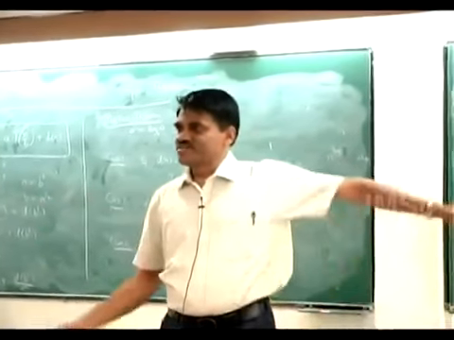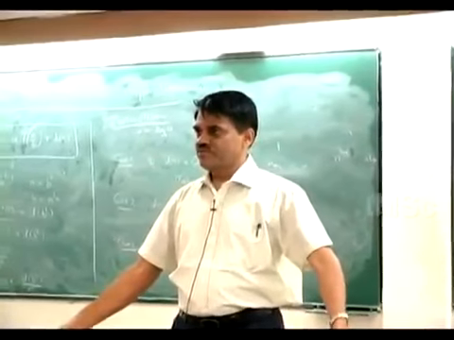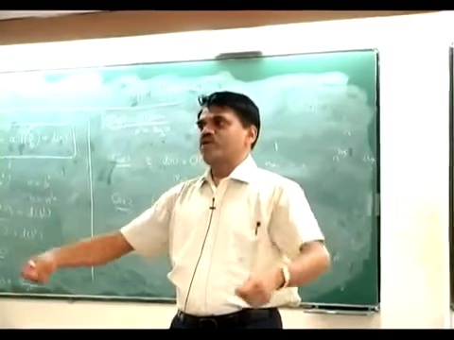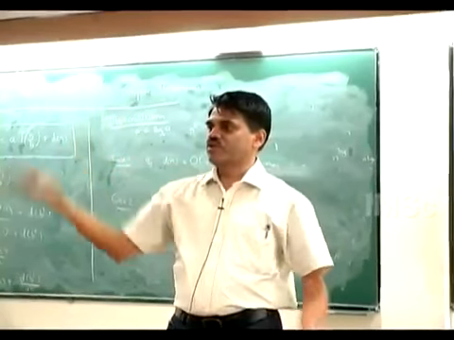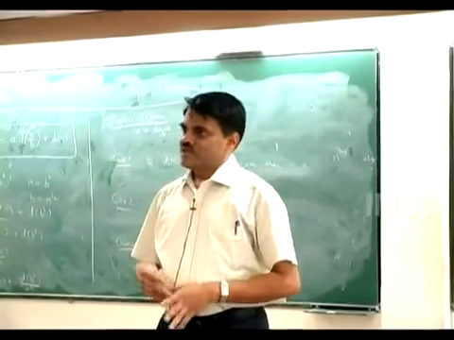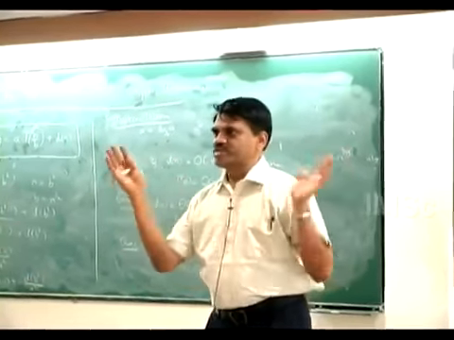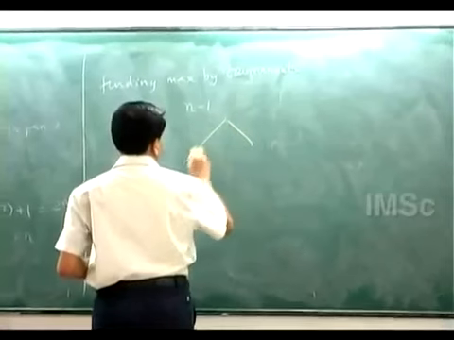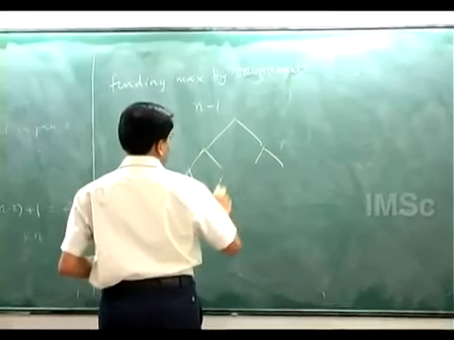Then how many comparisons? Let's see how many comparisons in the first round? N by 2. How many in the next round? N by 4, n by 8, and you add them all, what do you get? N minus 1 again. It's a geometric series, so it also gives you n minus 1. Okay? So you have a tournament like this.